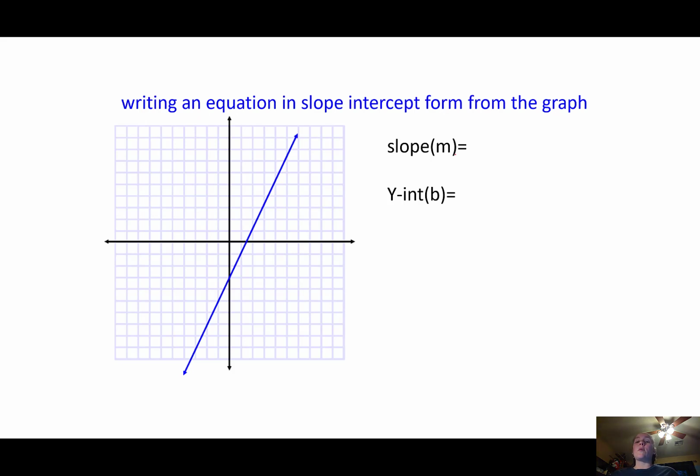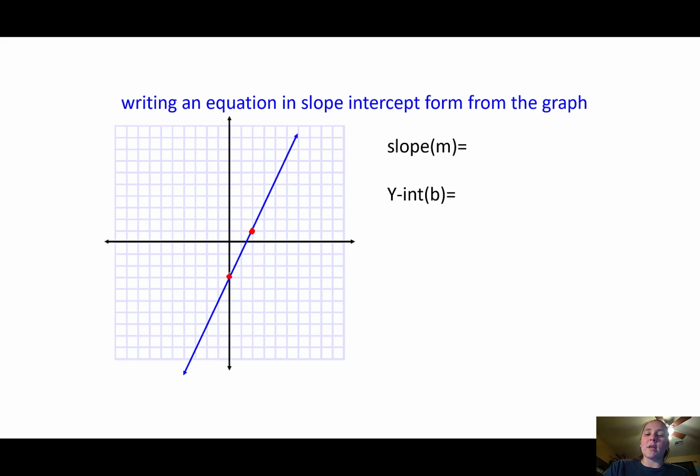Okay, what if I'm asked to write it from a graph? What two things do I need? I need the slope and I need the y-intercept. Well, how do I find slope from a graph? Rise over run. So I'm going to pick two nice points on my graph. It doesn't matter what two points I pick because, remember, there are multiple points on the line. And I'm going to count the rise and the run.